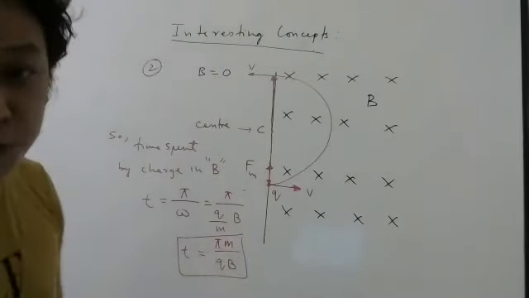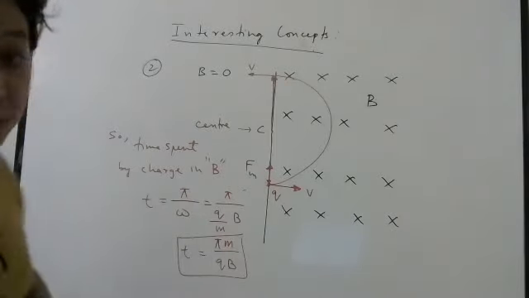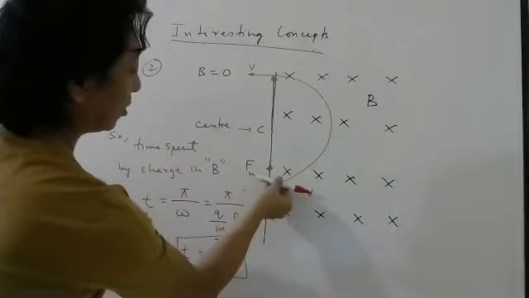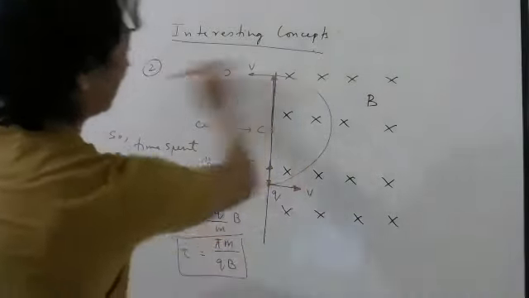Time period was 2 pi m by qb. This is pi m by qb. Same thing. By the way, notice one thing. The velocity vector has also turned by pi, 180 degrees. See, it was here, now it is here.